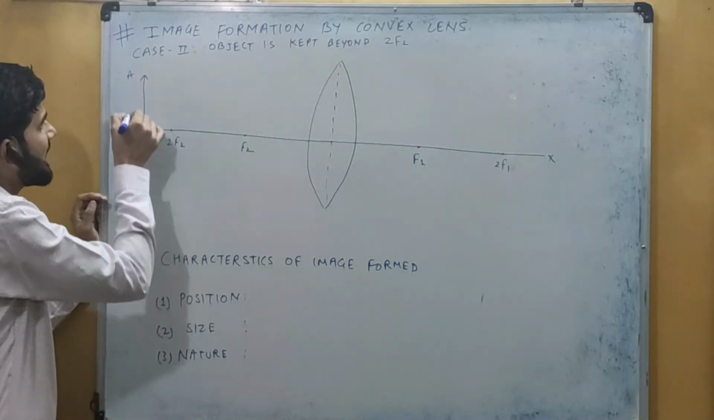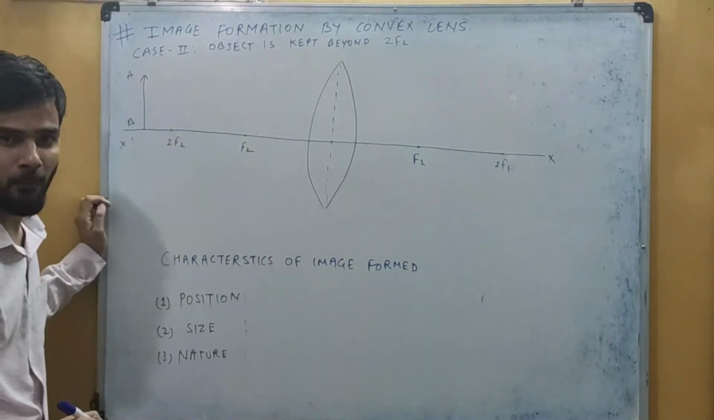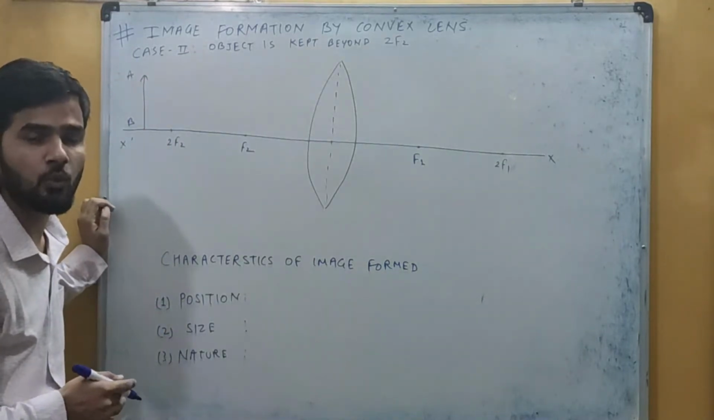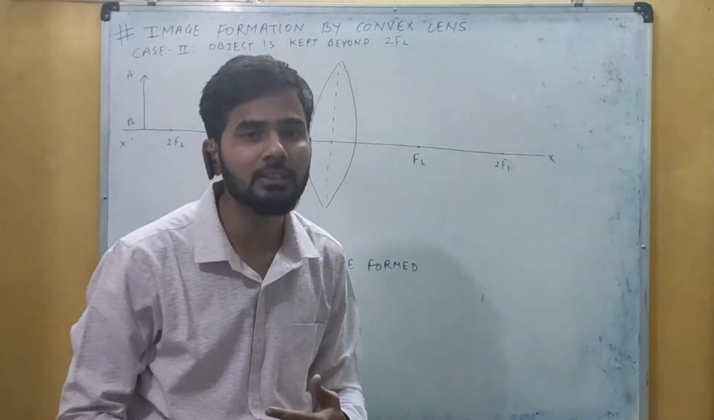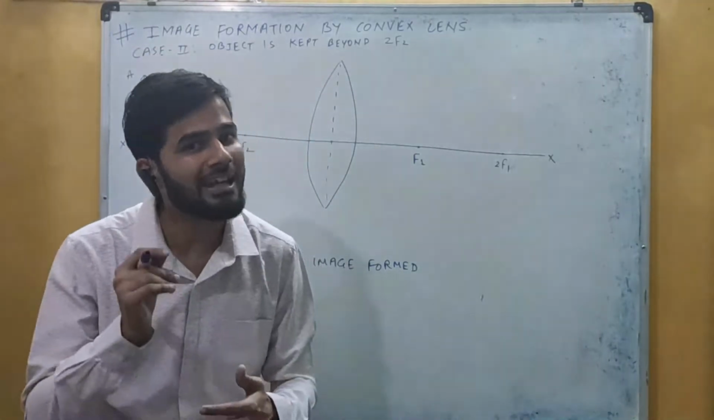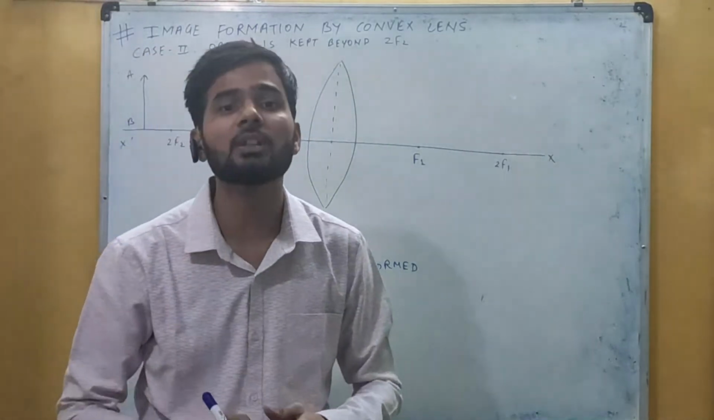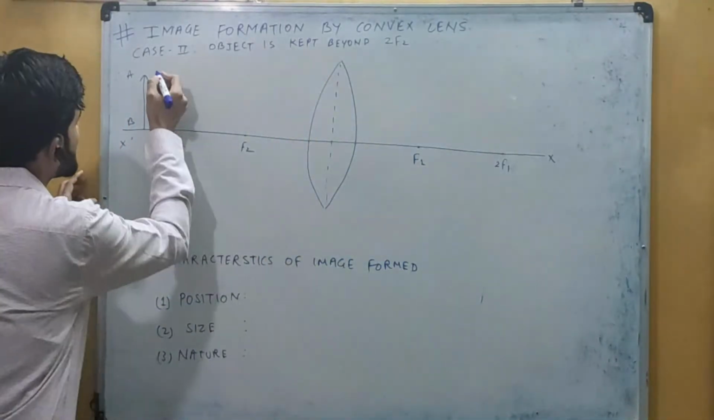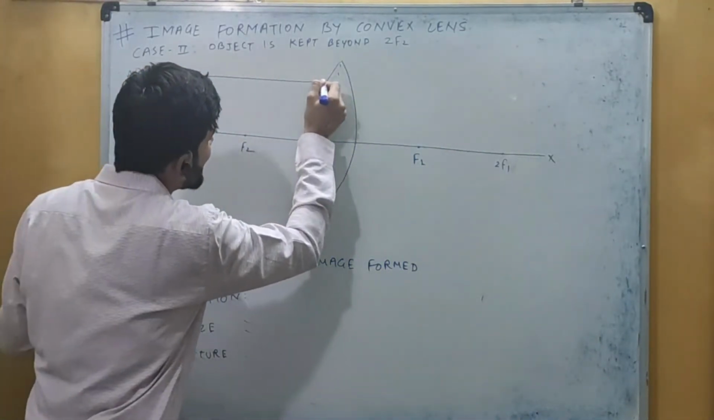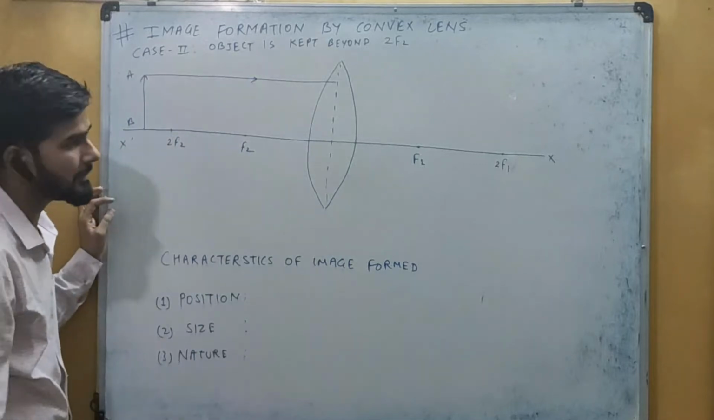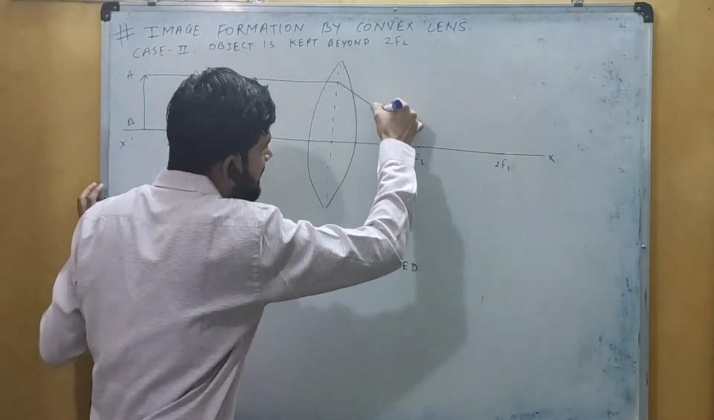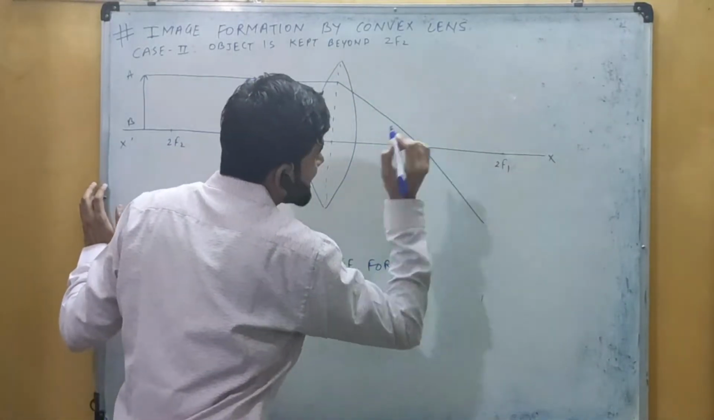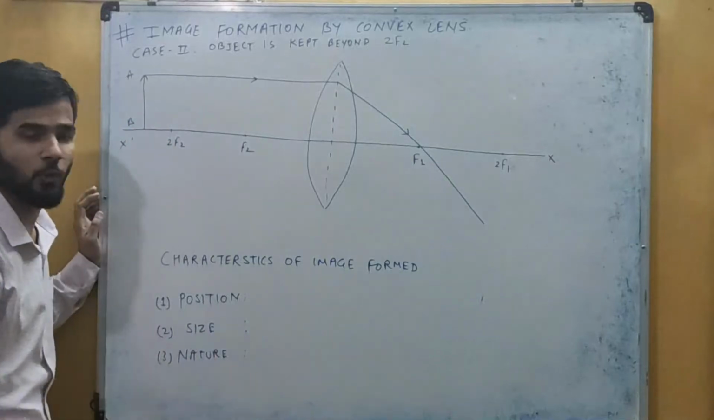It is point A and it is point B. Okay, now we will use rule number first. What is rule number first? If a light ray is parallel to the principal axis, then after refraction it passes through the first principal focus. This is the light ray which is parallel to the principal axis, and after refraction it passes through the first principal focus.